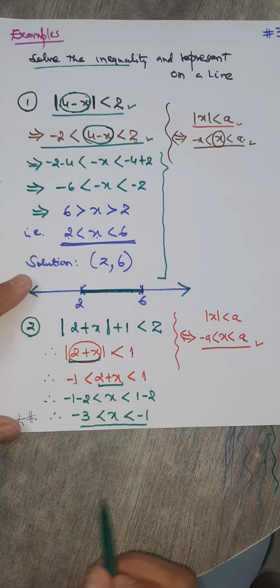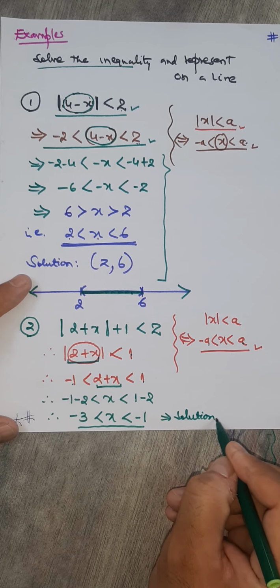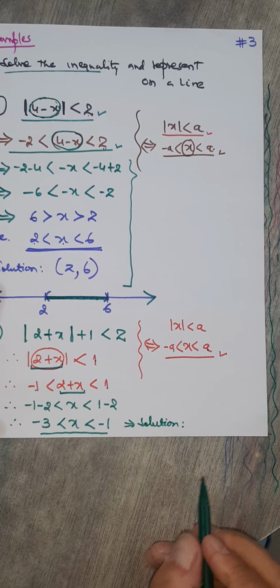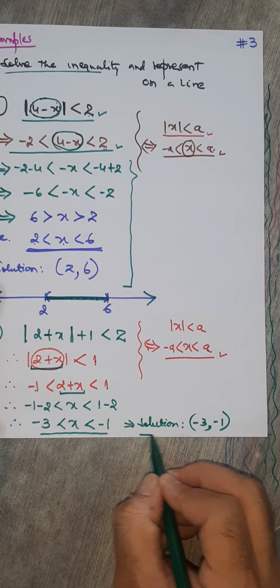So what is the solution here? Solution is from -3 to -1. This is the solution.